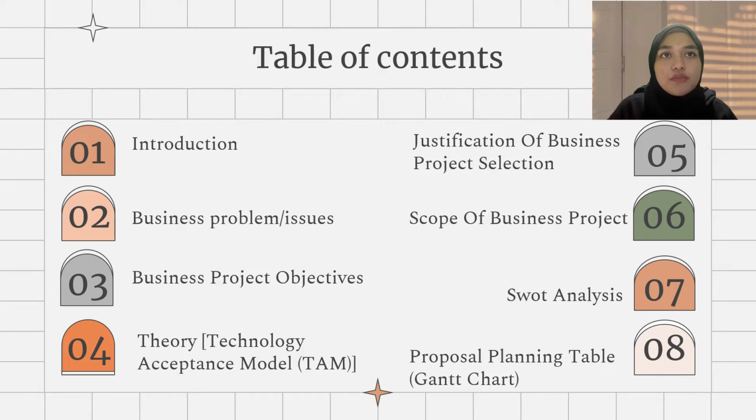For our table of contents, first is introduction, second is business problem or issue, third is business project objective, fourth is the Technology Acceptance Model, which is TAM, fifth is justification of business project selection, sixth is scope of business project, seventh is SWOT analysis, and the last one is the proposal planning table, the Gantt chart.